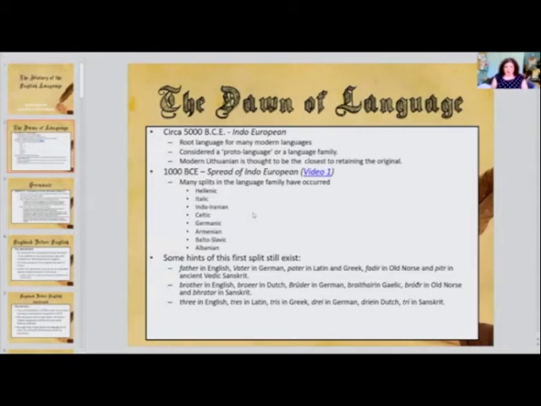So the dawn of the English language really begins all the way back in 5000 BCE with Indo-European. Indo-European is the root language for many modern languages. It's considered a proto-language or language family. Modern Lithuanian is the closest to what we believe the original sounded like. With many of these old languages, we only have a vague idea of how they might have sounded, but that's a good guess. And around 1000 BCE, we get the spread of Indo-European.